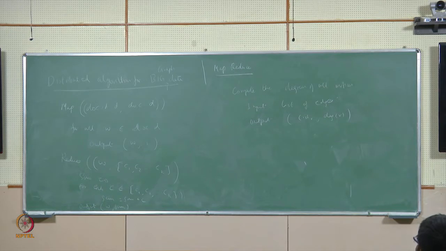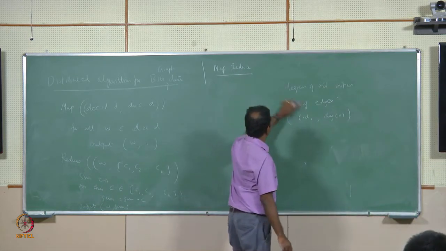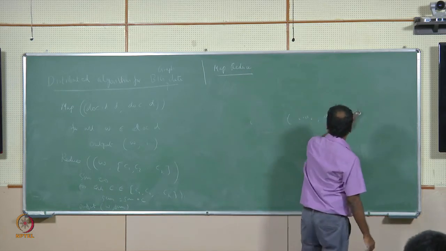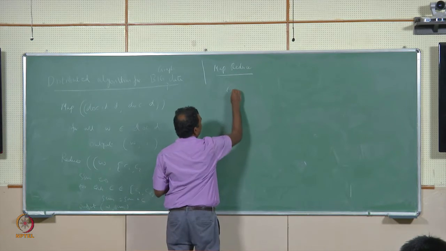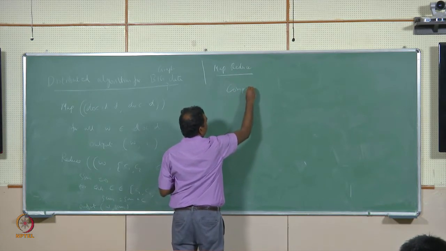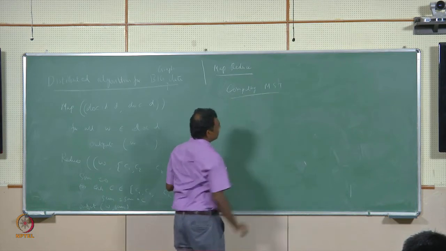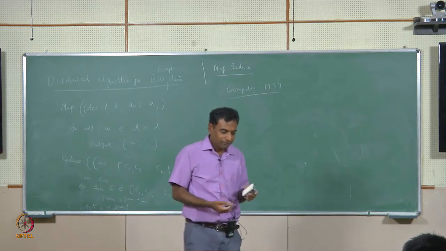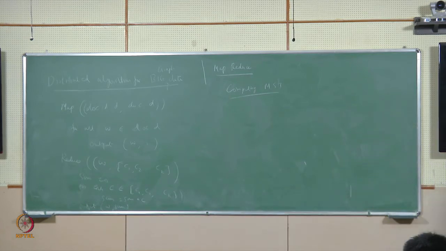Okay. So right now I am going to look at our usual problem. I want to write a MapReduce algorithm for computing MST. That is my goal, but before that I want to really give a model.